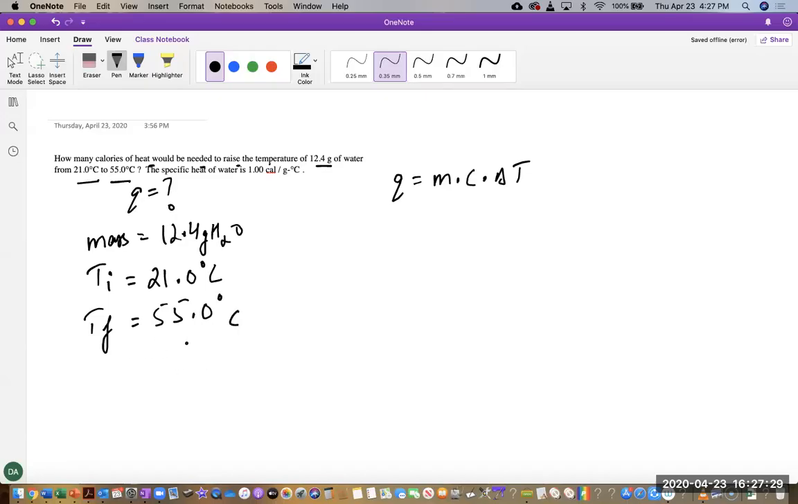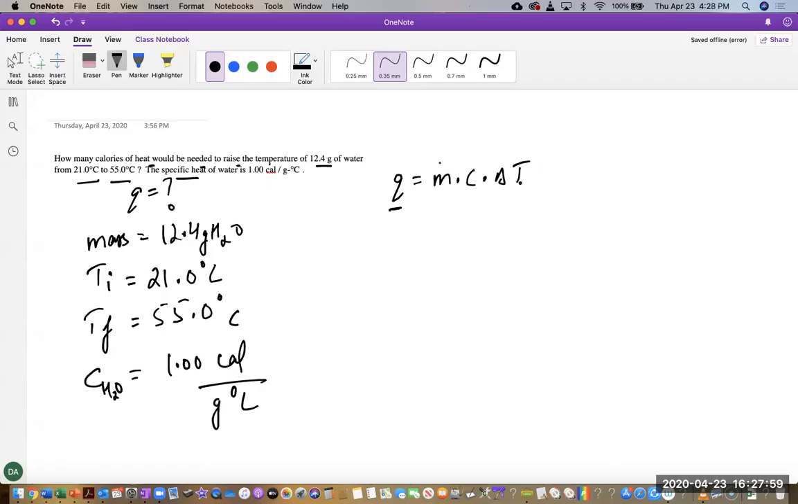Okay, and then what else are we given? The question says that the specific heat, remember specific heat, which is C or sometimes also labeled as S. So C for H2O is given to us, which is 1 calorie per gram degree Celsius, okay? So if you look at this equation, guys, we're looking for Q, that's good. And then M, mass, do we have the mass? Yes, we have the mass, 12.4 grams of water. Do we have the value of C, which is the specific heat capacity? Yes, we're given that as well.